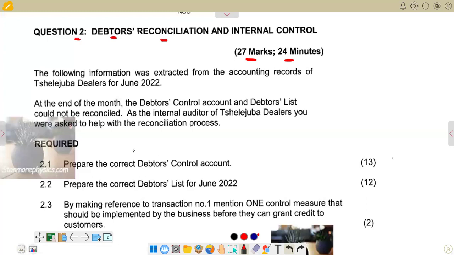So on the first part of the question, that is 2.1, it requires you to prepare the correct debtors control account. Then 2.2, prepare the correct debtors list for June 2022. And then you go to 2.3, by making reference to transaction number 1, mention one control measure that should be implemented by the business before they can grant credit to customers. So we are going to refer to note 1 and respond to this question. But we are going to start with the first part, which is to prepare the correct debtors control account. So this is the first question that we are going to look at.